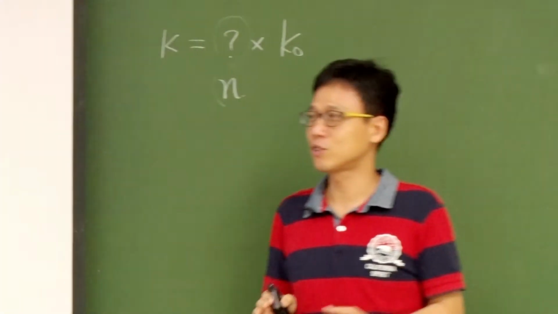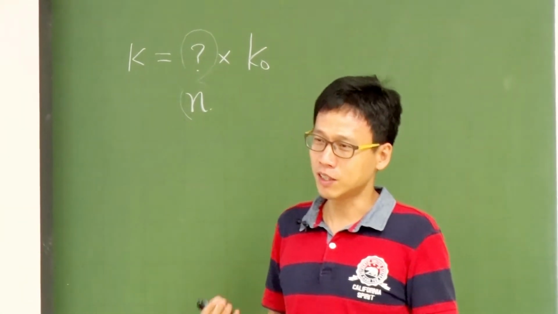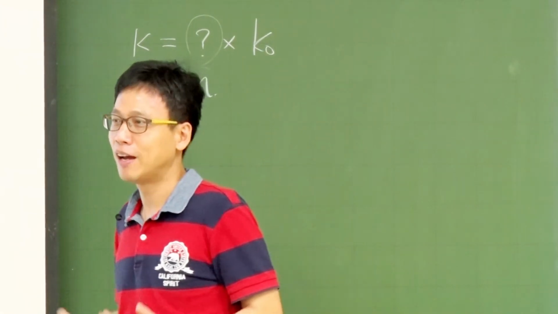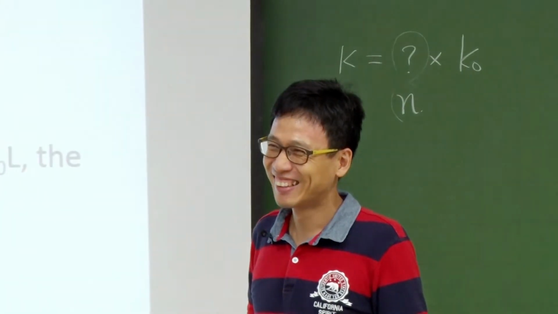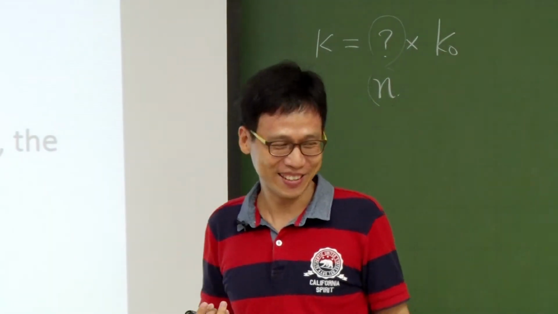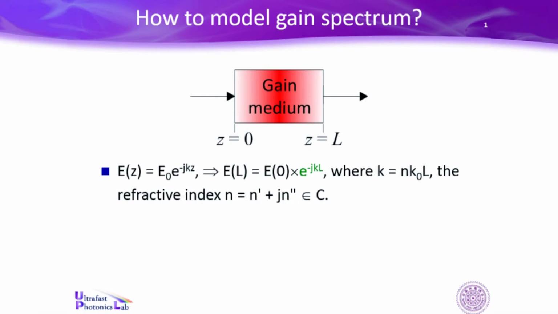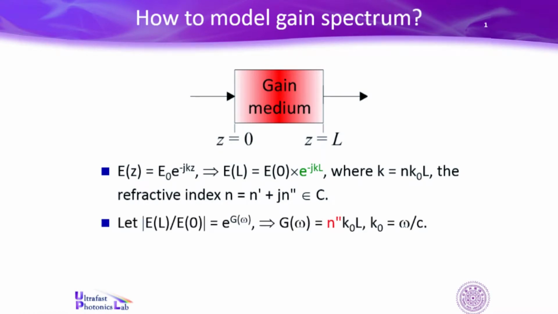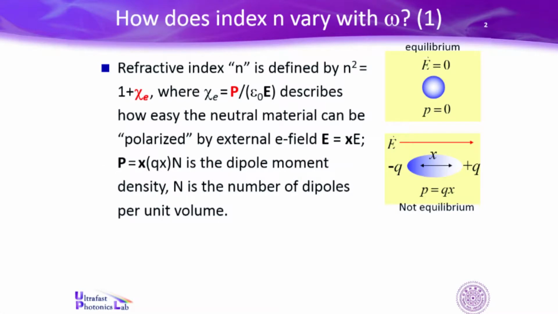Now the next question is why the refractive index is modeled by a harmonic oscillator, right? These are the slides I used in my undergraduate courses before. So if you have taken my course, you have seen this before.